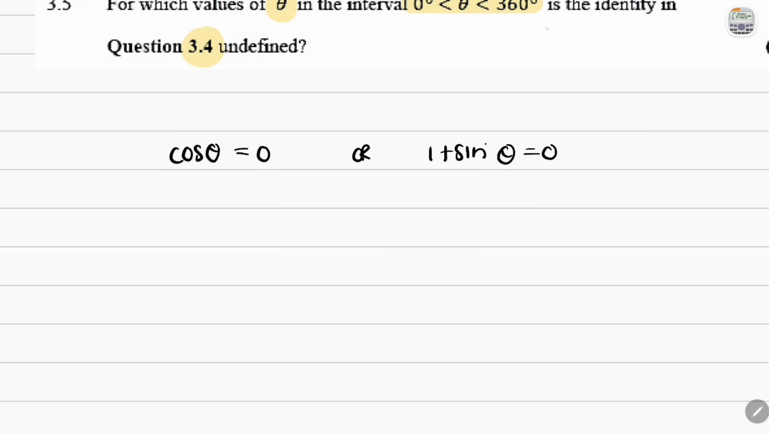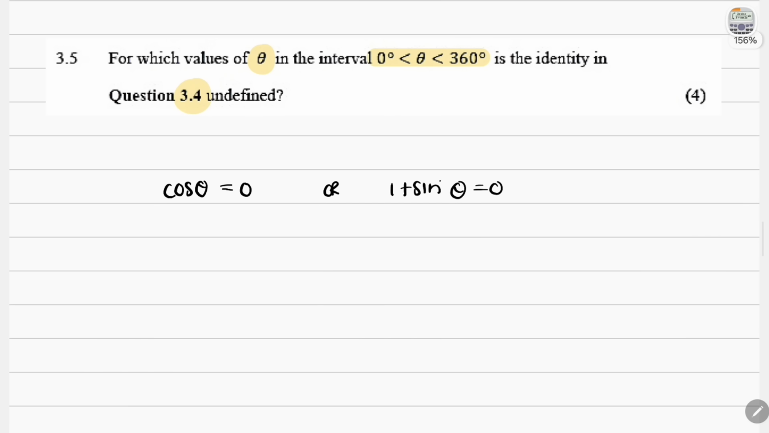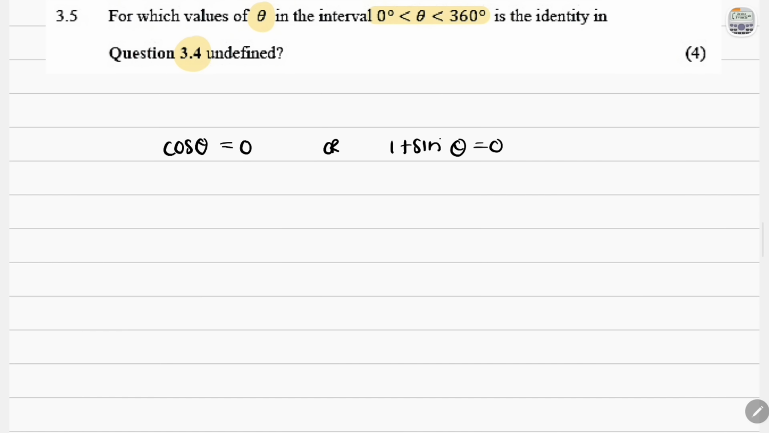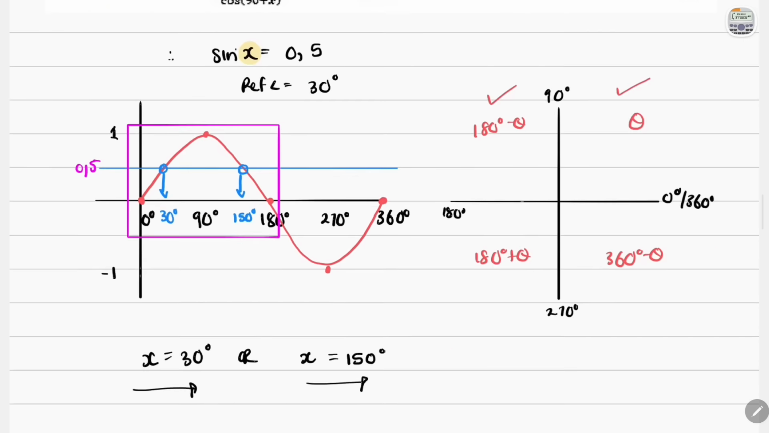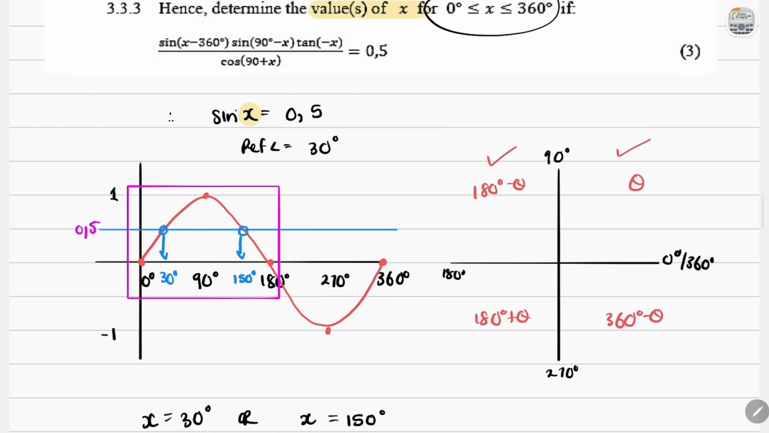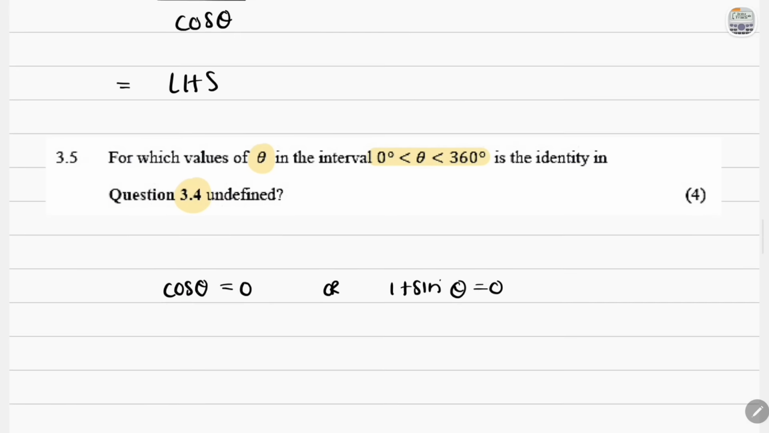So we'll just go ahead and say if cos theta is equal to 0 or if 1 plus sine theta is equal to 0, then the expression will be undefined. Okay, so we're just trying to solve for theta. It's like a general solution, but it's really specific solutions because we need to find it within this interval. So this will work a lot like this question. You can use the graph or you could use the diagram and you would find this.